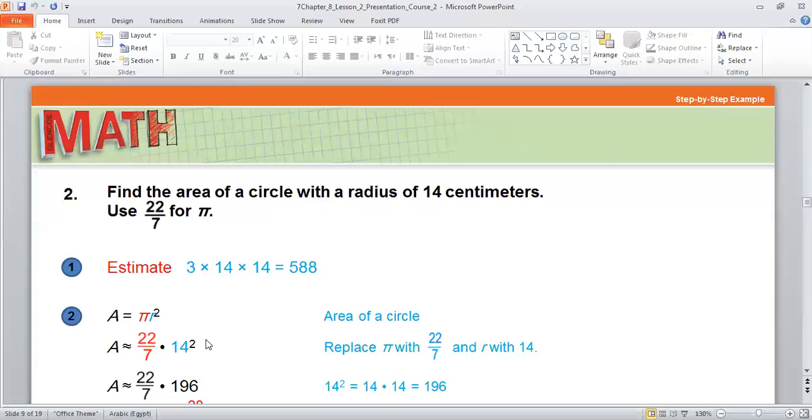And we said this r is power 2. What is the meaning of r power 2? It means the number multiplied by itself. So 14 multiplied by itself, 14.